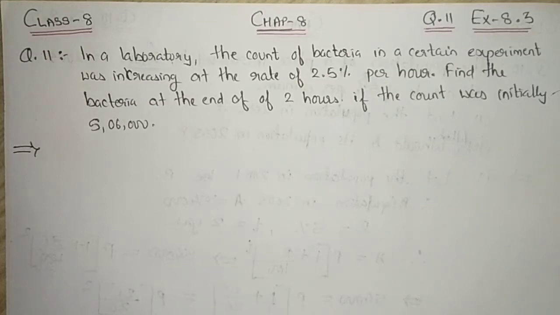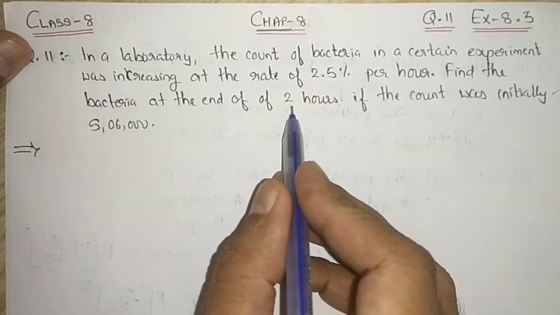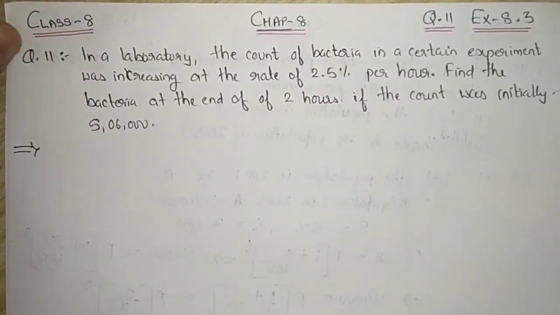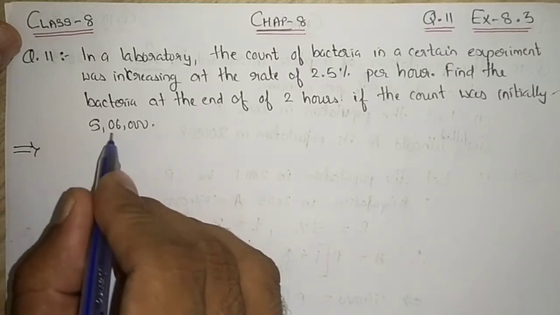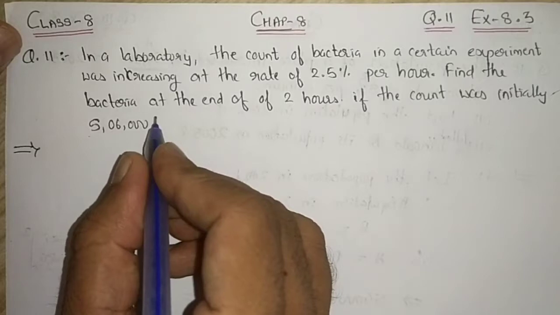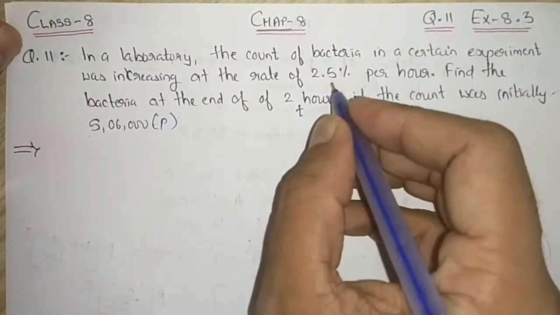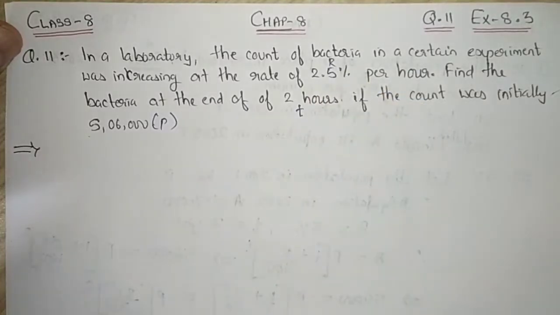Find the bacteria at the end of 2 hours if the count was initially 5,06,000. Now we are supposed to find the bacteria at the end of 2 hours. That is, the time period is 2 hours. The initial count was 5,06,000. So here they have given us the principal amount. This is our T and this is our rate of interest.